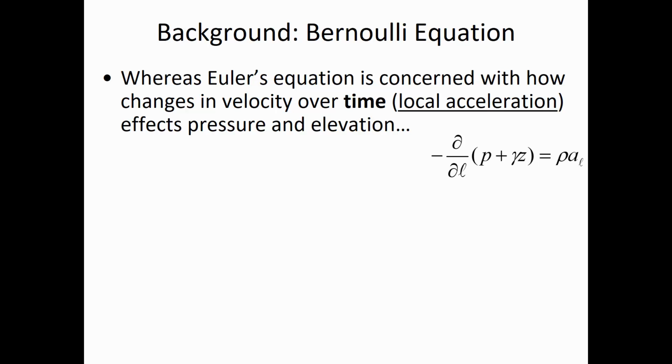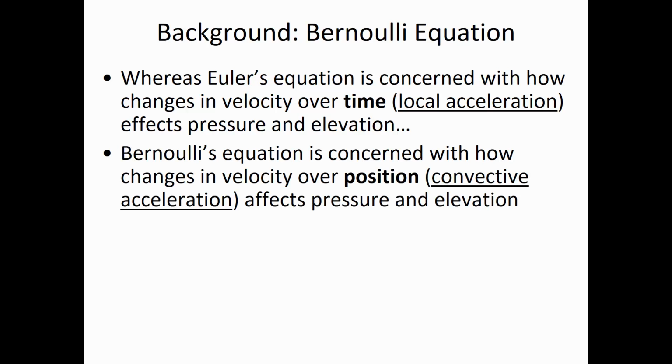Whereas we've already done that, we know there's other types of acceleration. We have to have some other formula to handle convective acceleration, which is changes in velocity with respect to position. So Bernoulli's is kind of like a different version of Euler's. Euler's is for local, Bernoulli's is for convective. Euler's was for changes in velocity over time. Bernoulli's is for changes in pressure, how pressure and elevation change when velocity changes over position.